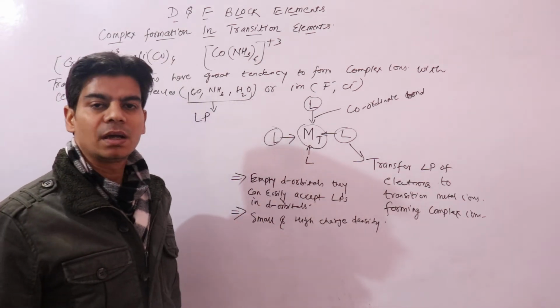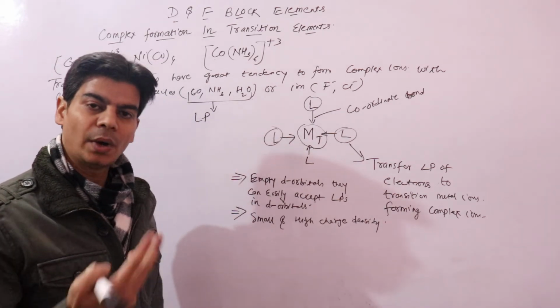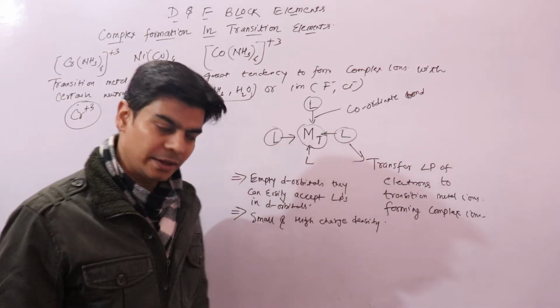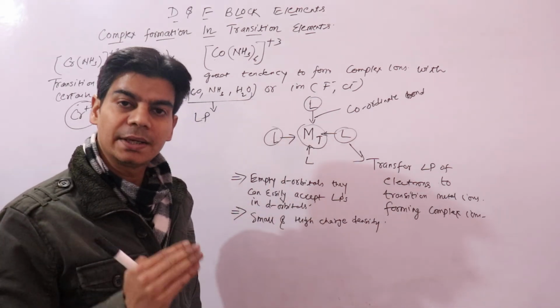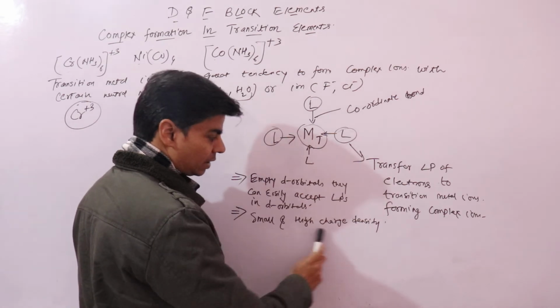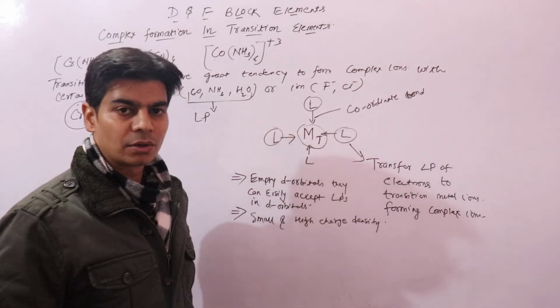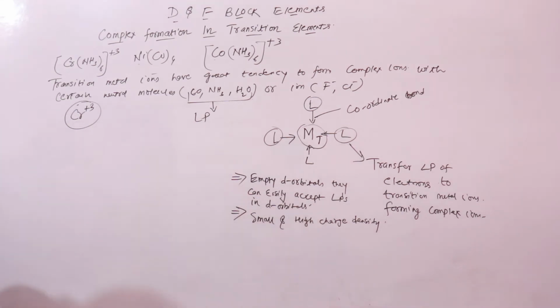You need to mention these 2 points. The question that would be asked is, why do transition metal ions form complex ions, or why do they show a high tendency to form complex ions? It is because of available d orbitals into which they can accept lone pairs of electrons, and due to their small size and high charge density, the lone pairs of electrons are easily accepted. I hope this is clear.